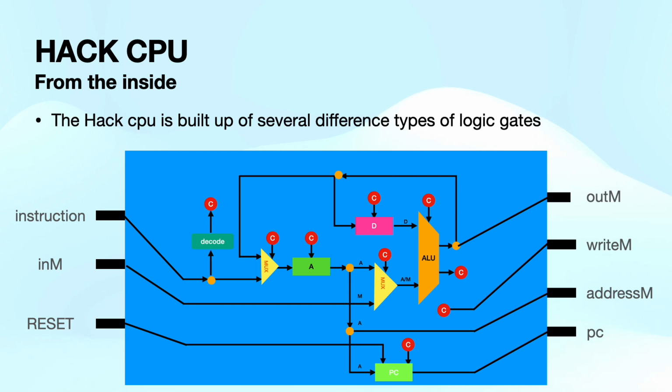The PC, which is the program counter. The PC is a register, and it stores the address of the next instruction to be fetched, decoded, and executed by the CPU in the next cycle.